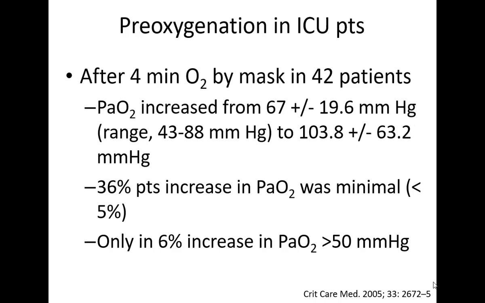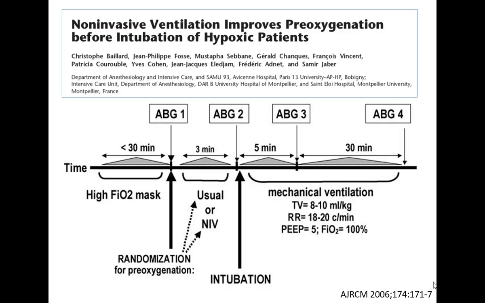In this study, which was later published, they continued their standard practice and they pre-oxygenated the patient using a face mask for 4 minutes. And the PaO2 hardly increased, you can see. And in a large number of patients, nearly 40% of patients, the increase in the oxygenation was less than 5%. So that usual pre-oxygenation hardly works. Only 6% of patients had an increase greater than 50 millimeters of mercury.